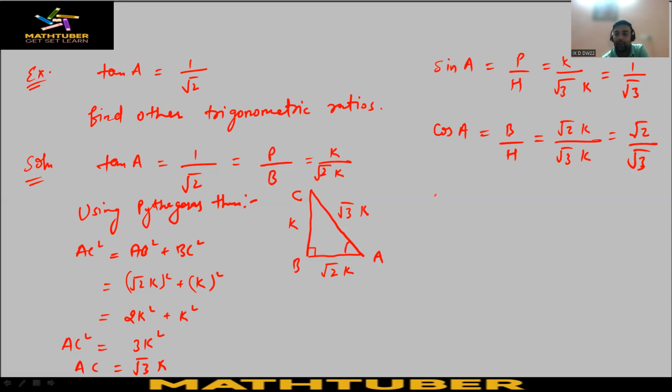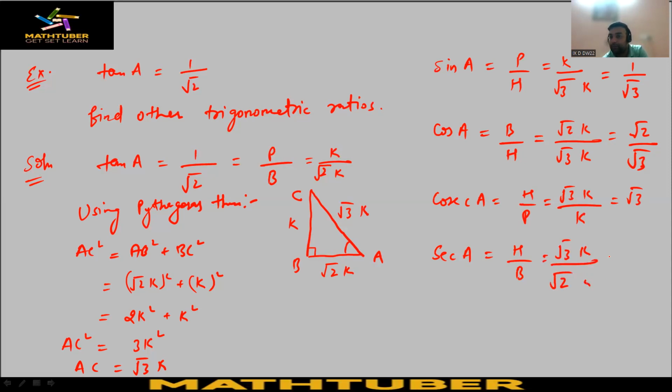Tan A is already given, so we will find out cosec A. Cosec A is h upon P, which is root 3K upon K. So this will be root 3 only. K will cancel out. Similarly, sec A will be h upon B, which is root 3K upon root 2K. K will cancel out, so the answer will be root 3 upon root 2.